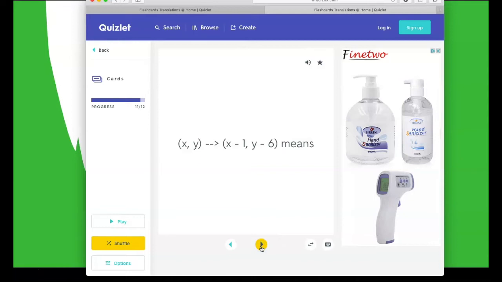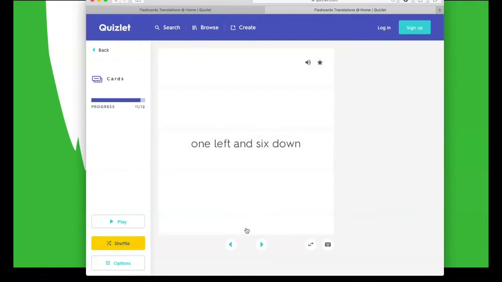What does (x - 1, y - 6) mean? It tells you what direction to go. Left 1 and down 6. 1 to the left and 6 down.